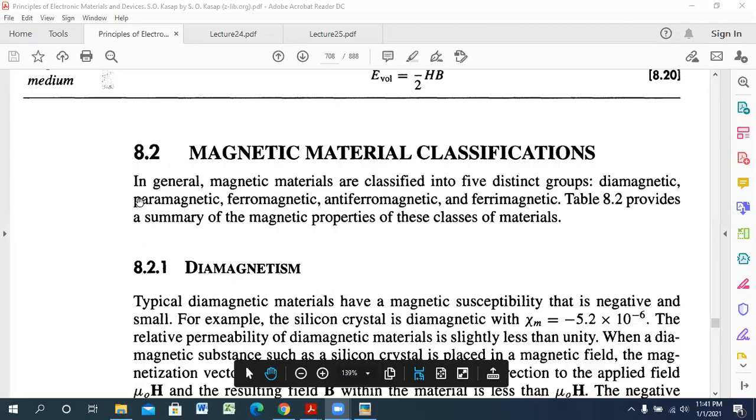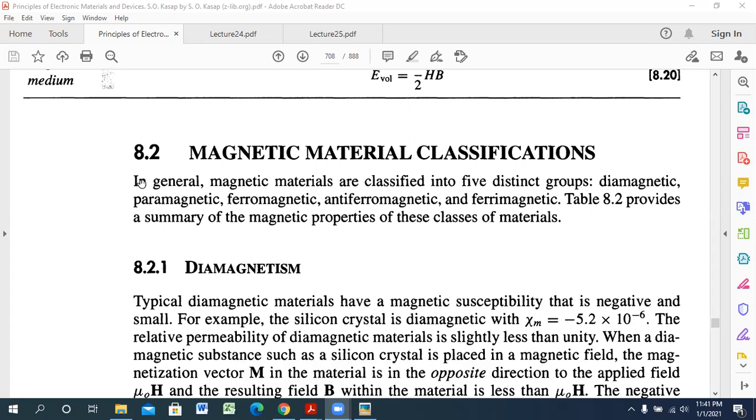This will be the second part of our lecture on the magnetic properties of materials. First of all, let me share the screen. Today we'll start from article number 8.2, the magnetic material classifications. I will also provide you with the lecture notes, the Professor's lecture notes. That one is very good in the sense that it is described in a summarized way.